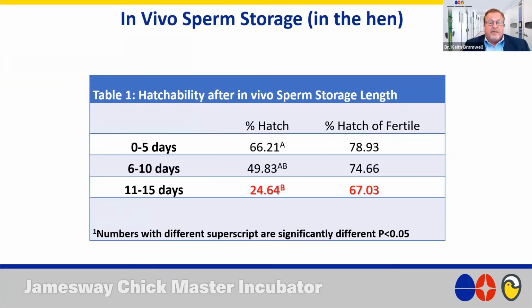This was looking at in vivo sperm storage when we stored eggs for longer periods of time, or not stored eggs when we had infrequent mating. We mated the hens and then pulled the roosters away. We did artificial insemination. And so we had eggs that were laid 11 to 15 days after a single mating, and 0 to 5, 6 to 10. Hatch was obviously lower. Hatch of fertile was lower. Fertility was obviously lower as well when we looked at 2 weeks past a single insemination dose.